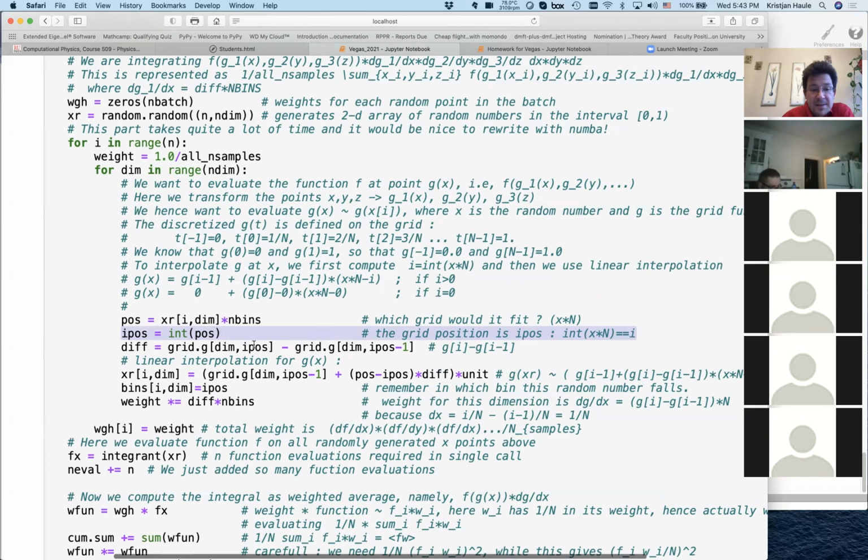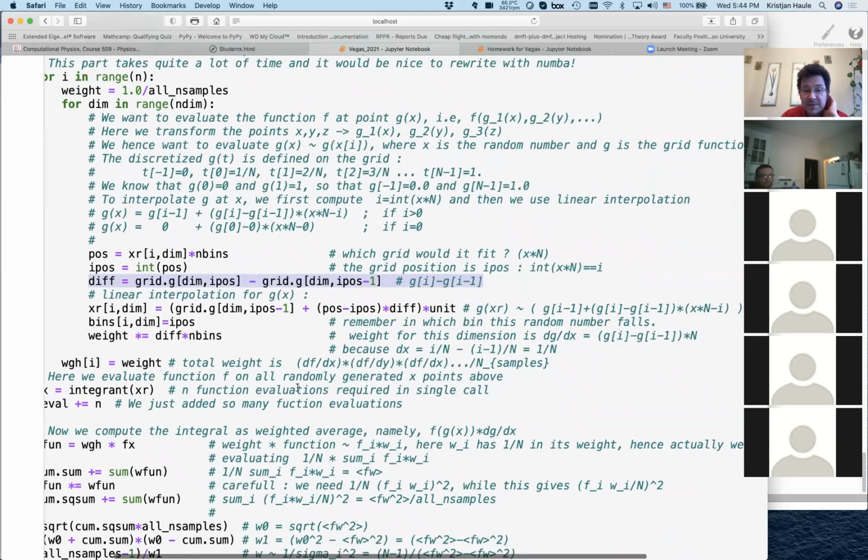And then we need to evaluate this g at point I and gi minus 1. This is what's needed for both the derivative and the linear interpolation, isn't it? Both derivative and linear interpolation need this difference, g of I minus gi minus 1, and this is what this grid of g does. We take the g from this particular dimension that we're interested in, and then we take I pos minus 1, so again gi minus 1. Okay, this is this quantity.